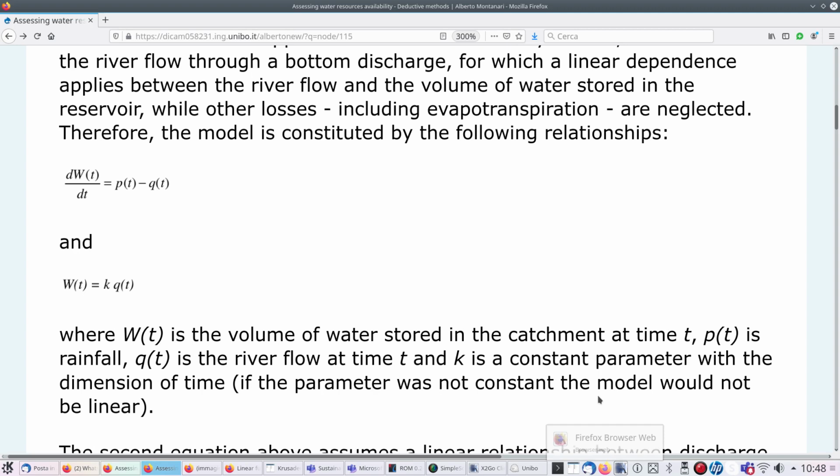There is another question. Can we get an idea of the graphic representation of this relation? For the second one, W_T is equal to K times Q. This is a straight line. The first one is still differential. We will get the graphical representation after integration. We will get the graphical representation later on.